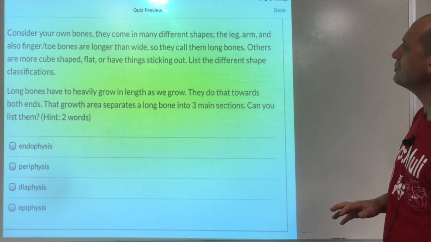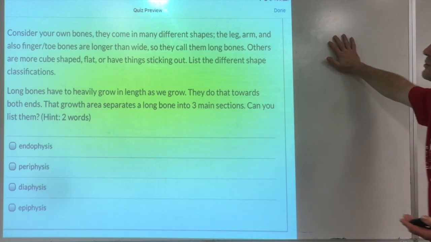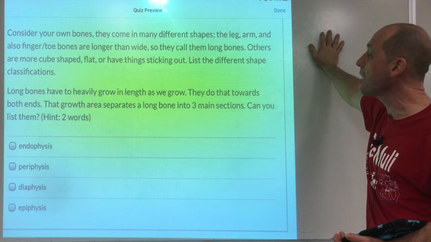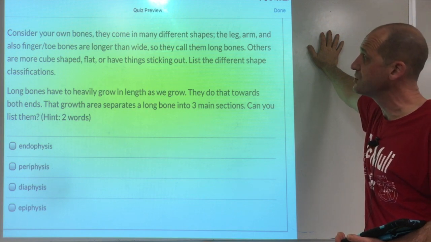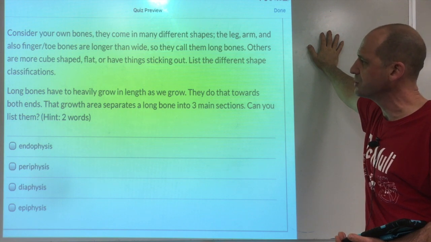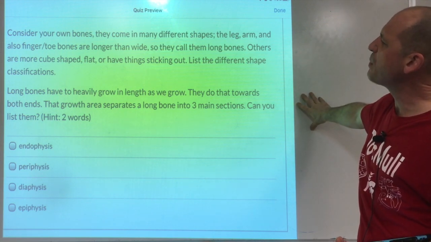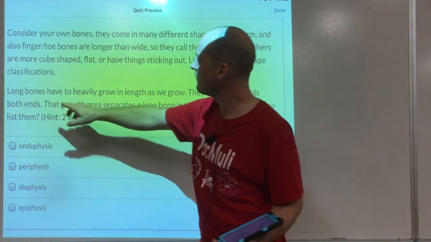Consider your own bones. They come in different shapes. The leg and arm and also the finger and toe bones are longer than wide, so they call them long bones. Others are more cube-shaped, flat, or have things sticking out. List the different shape classifications. What did I try to do with that? Oh, this is supposed to be a concept question. Oh, never mind. So that was not necessary.